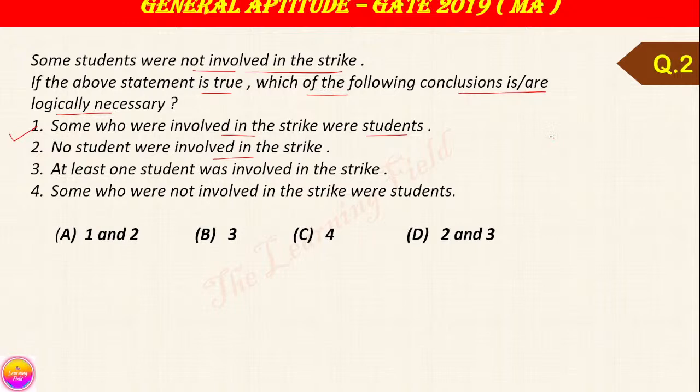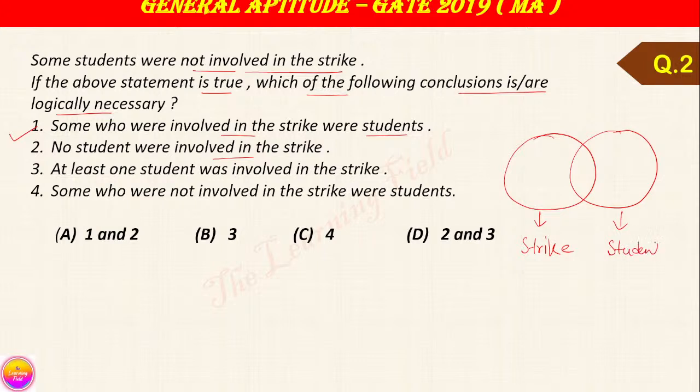So if we draw the Venn diagram like this, suppose one circle represents the strike and another circle represents the students. Now it says that some students were not involved in the strike. Therefore, maybe some students were involved in the strike. This is the common portion, suppose. They are students and they were involved in the strike, but the remaining portion of students are not involved in the strike.